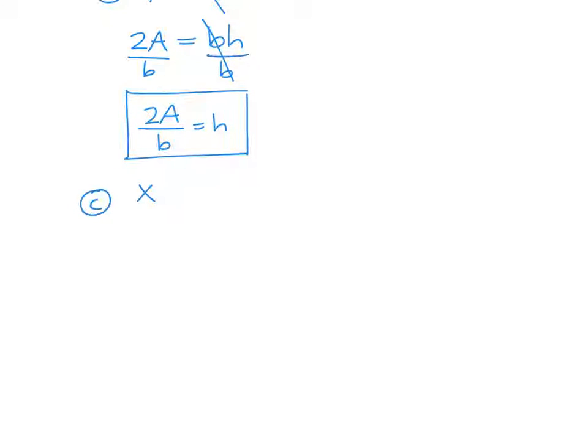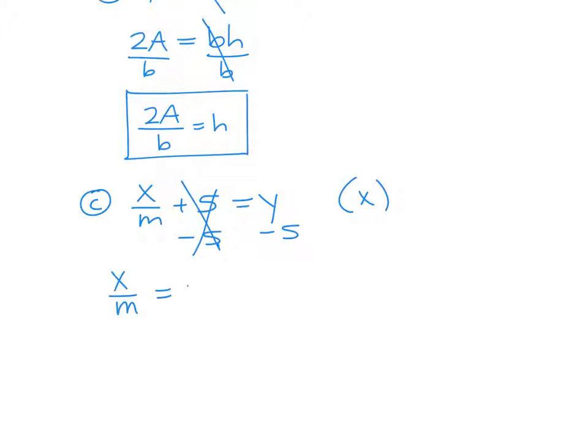Okay, how about this one? x over m plus 5 equals y. We are going to solve for x. What should you do first? Remember, this is kind of reverse PEMDAS, right? You're going to subtract the 5 first. Just imagine you have numbers everywhere, right? So you have x over m equals, because this goes away, y minus 5.